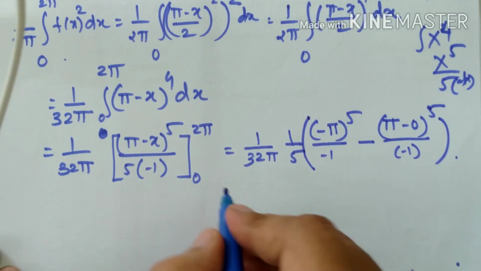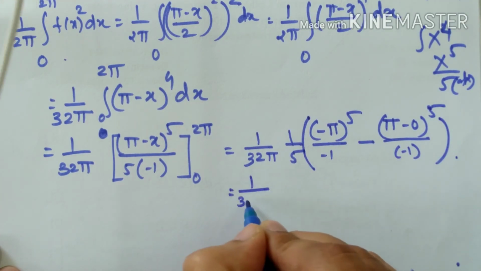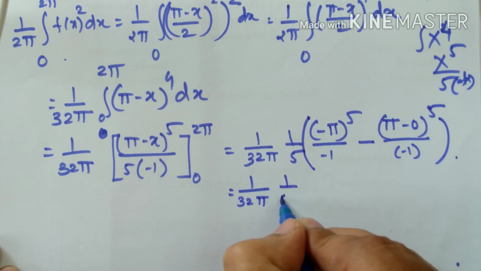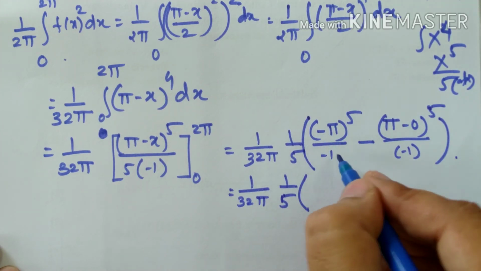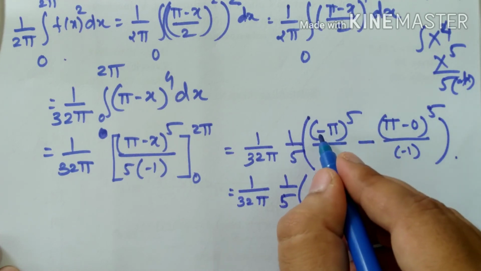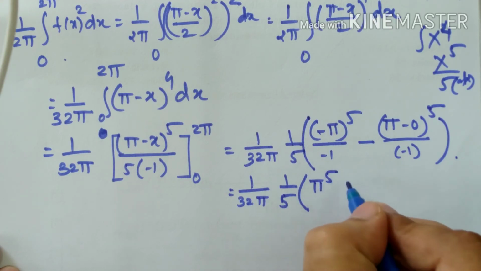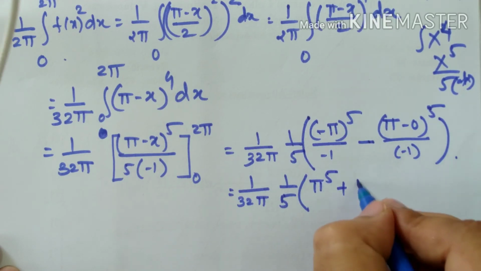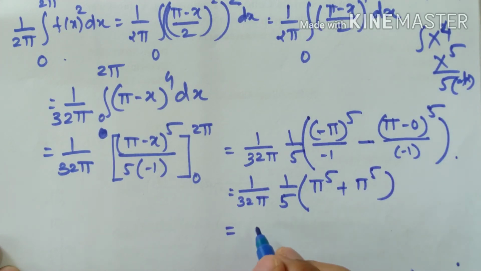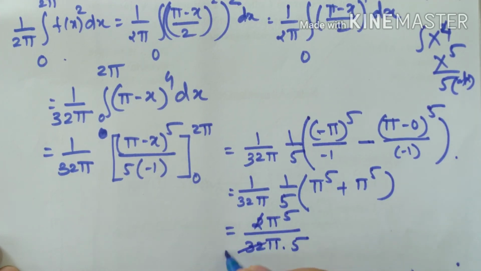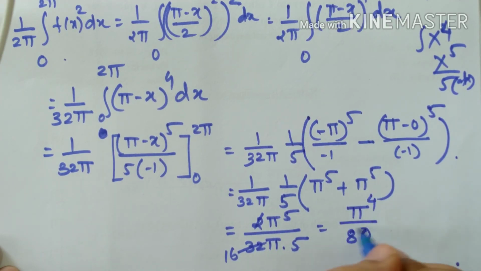This way we get 1 upon 32 pi into 1 by 5. This is minus and minus, minus pi raised to 5. Hence we have minus pi raised to 5, and this minus becomes plus pi raised to 5. So this is 2 pi raised to 5 divided by 32 pi into 5. 16 5s are 80, so we have pi raised to 4 by 80. One pi from the denominator and one pi from the numerator get cancelled.